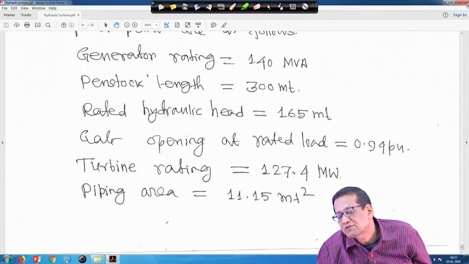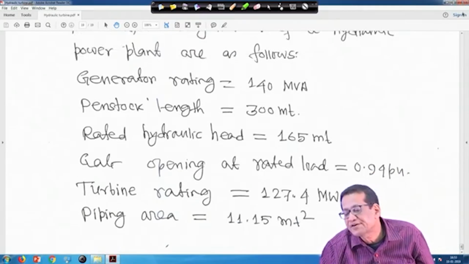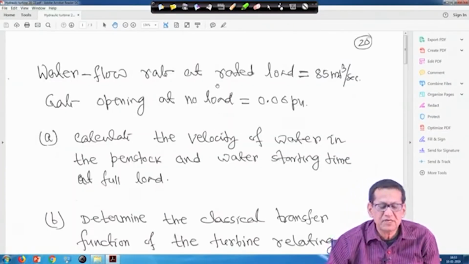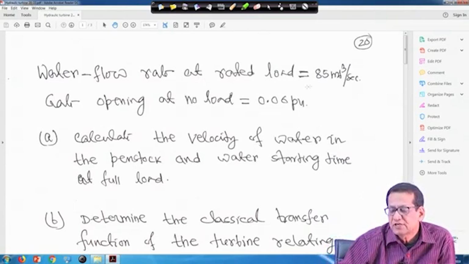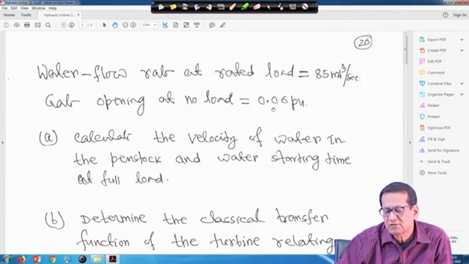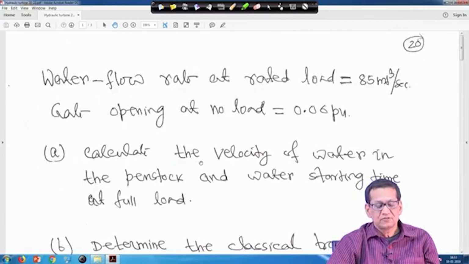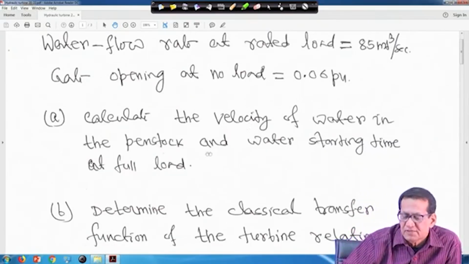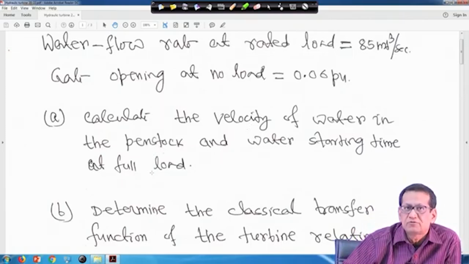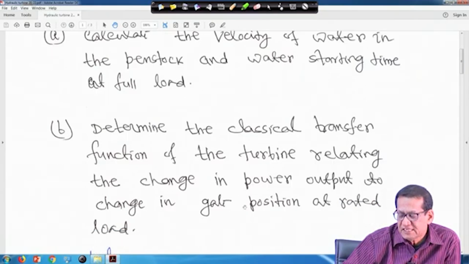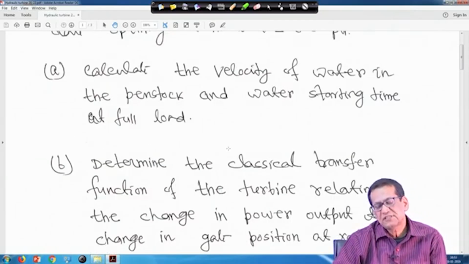So, these are the data. Water flow rate at rated load is 85 meter cube per second. Gate opening at no load is equal to 0.06 per unit. You have to calculate the velocity of water in the penstock and water starting time at full load. Next, determine the classical transfer function of the turbine relating the change in power output to change in gate position at rated load. So, these two things we have to find out.